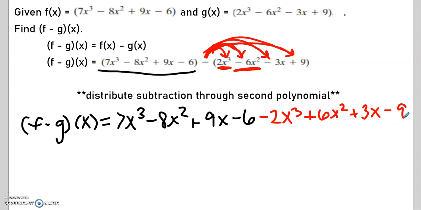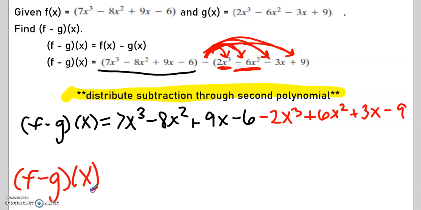So that's the only difference so far, or really at all, between adding and subtracting. Highlight that, star it. That's the first thing that we need to do. Distribute that subtraction through the second polynomial. And now this just becomes what we just did with the addition. Combine like terms, and we'll be done. So I'm going to have, again, I'll write f minus g of x, and I'm going to do that underline thing again. Find our like terms.